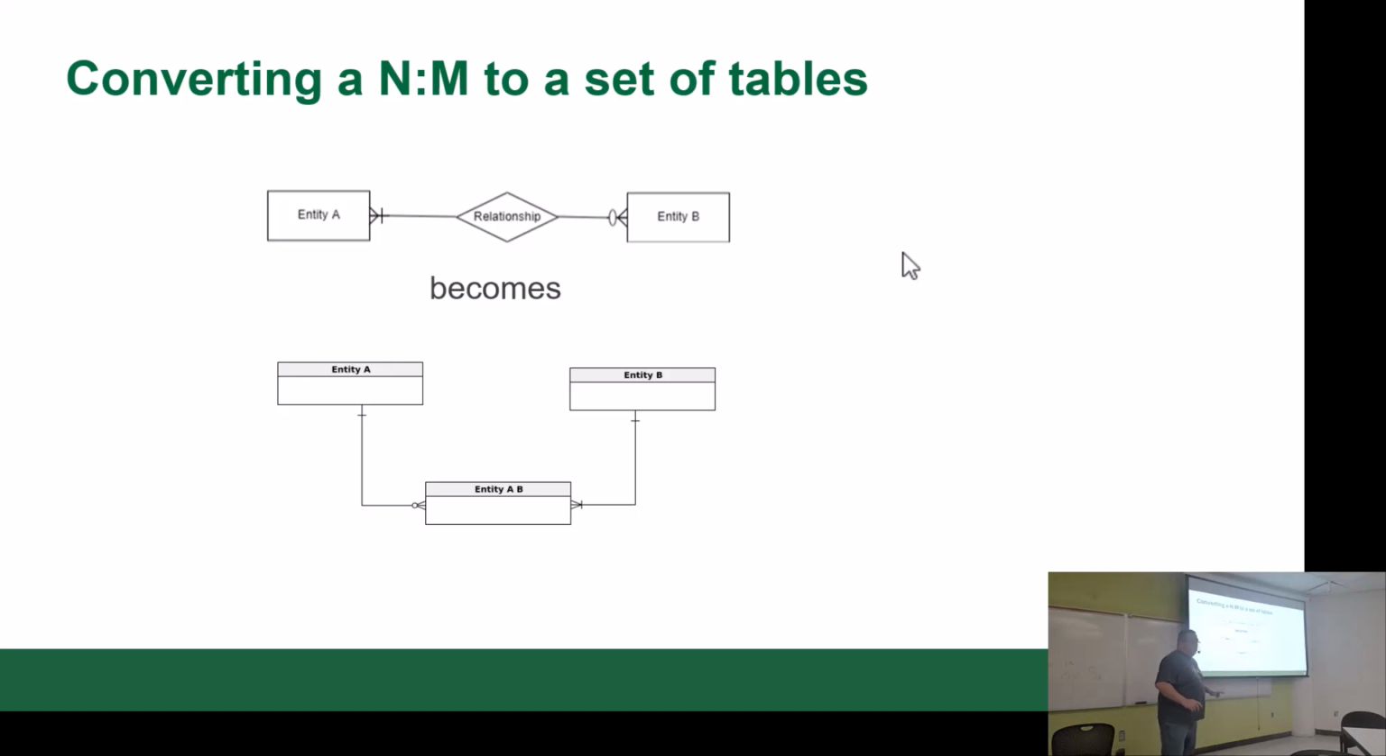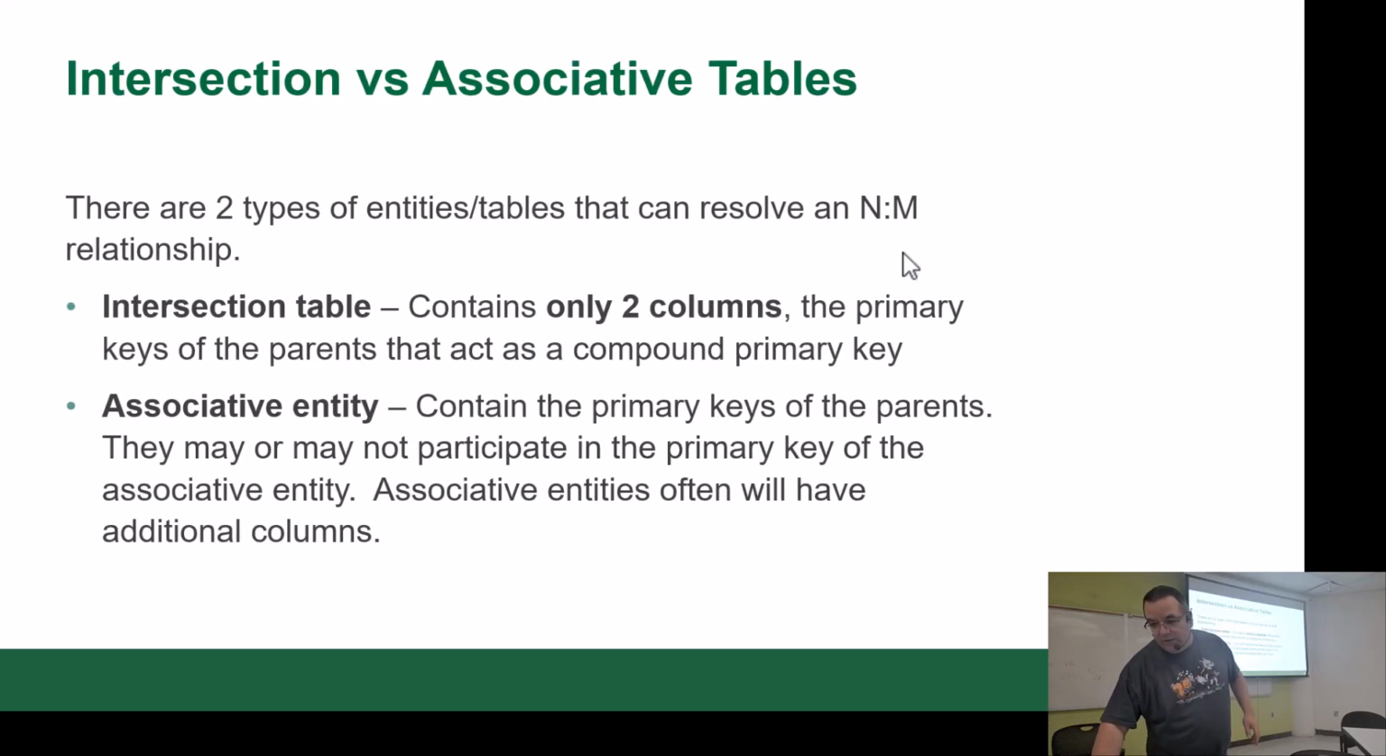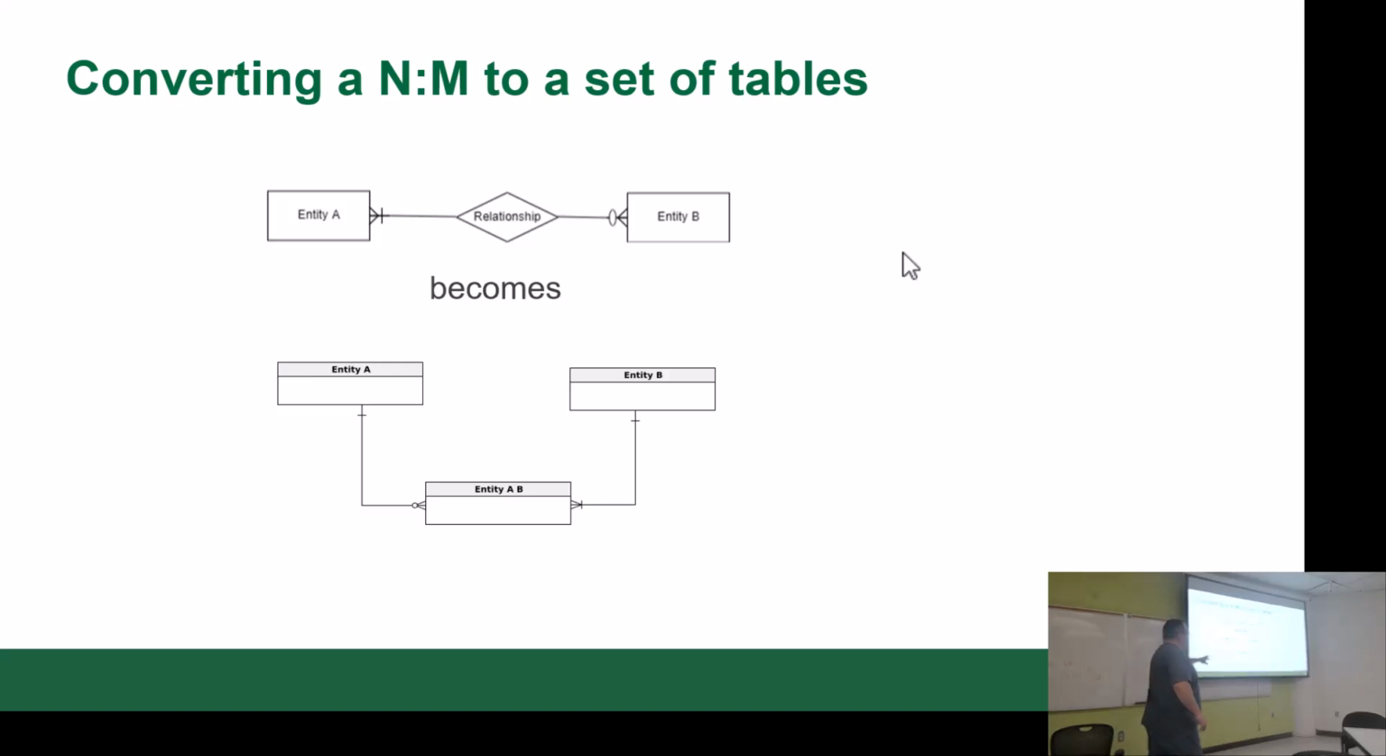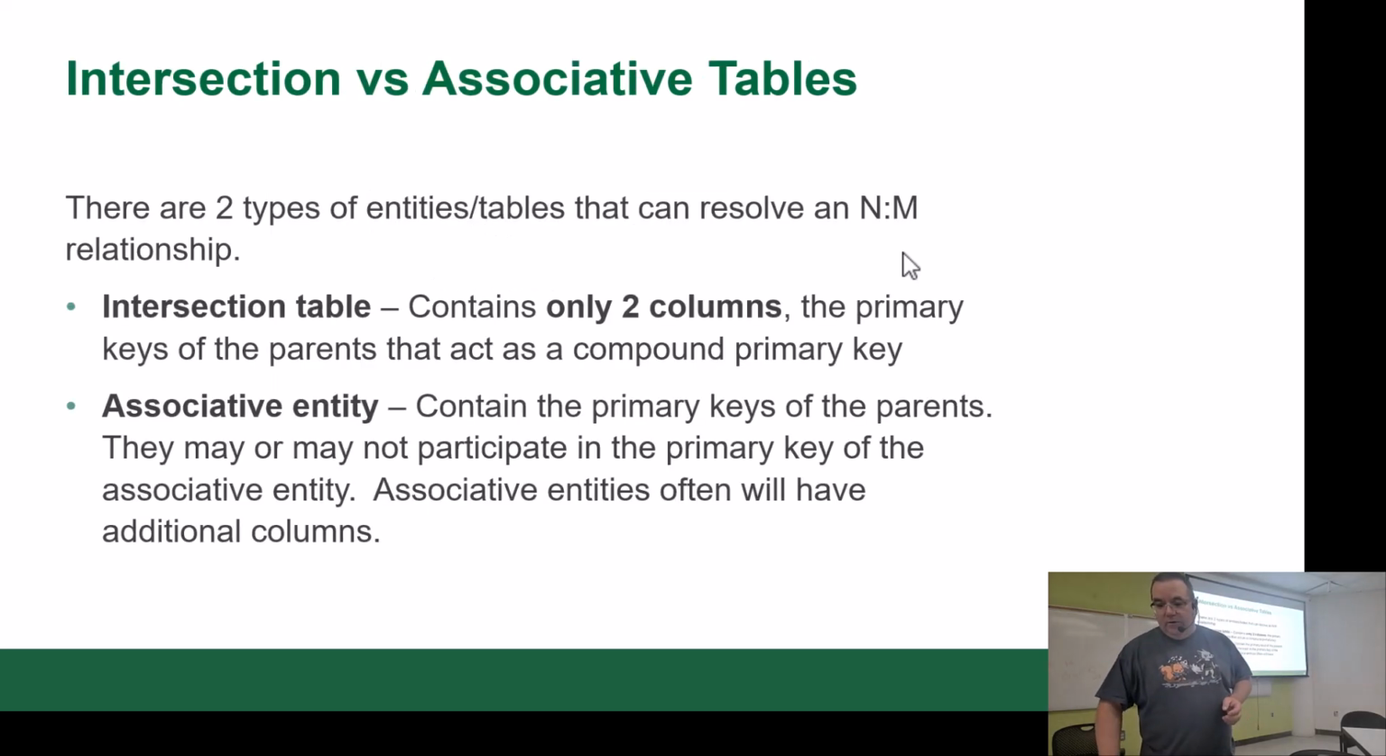Now, let's just talk about it on the next slide before I keep talking. Okay, so at this point in time, this here is either an intersection or an associative, because we haven't put any attributes or columns in it, right? So it's basically what they call an intersection table. Now, an intersection table only has two columns. Well, I have to be careful when I say only two columns. It only has the primary keys of the parents.